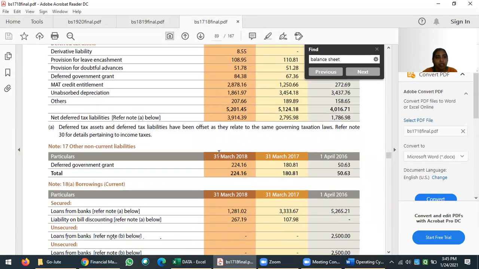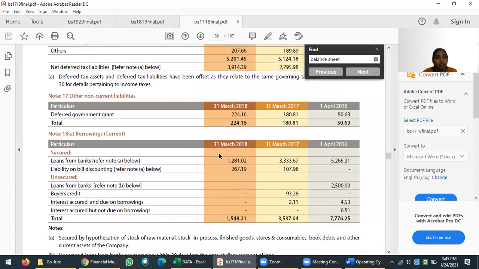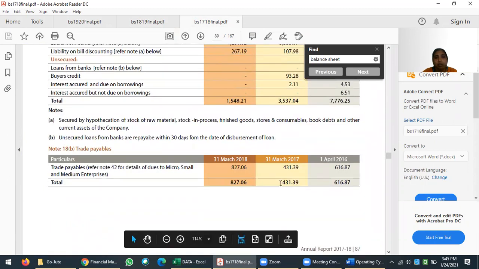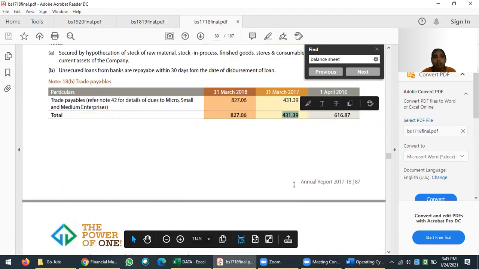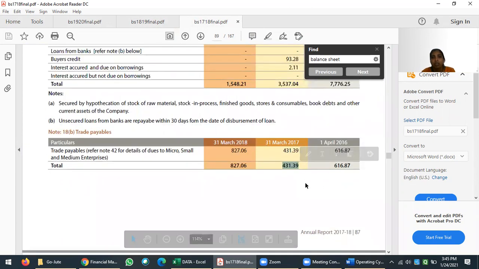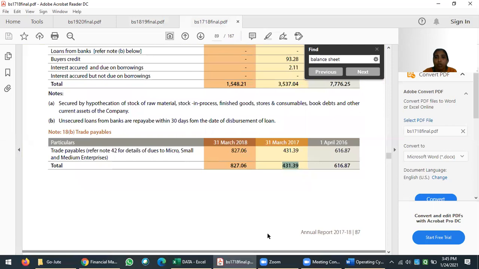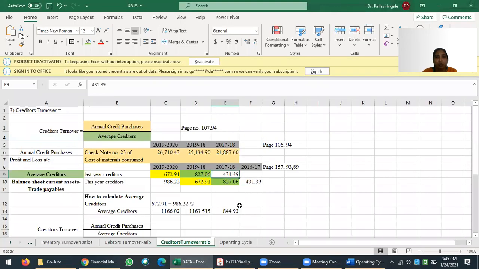Here is 89, and yeah, the amount is here. Same, nothing is there, so I will take this directly, 431.39. So I am keeping the same here. Then I got opening and closing: this year's creditors and the last year's creditors. So this is opening and this is closing.